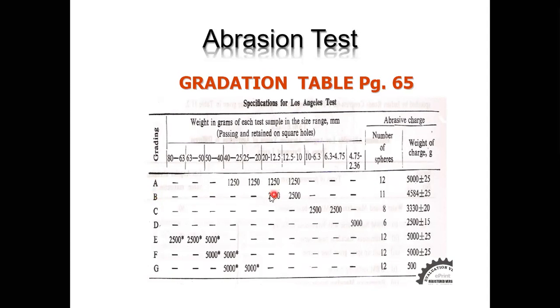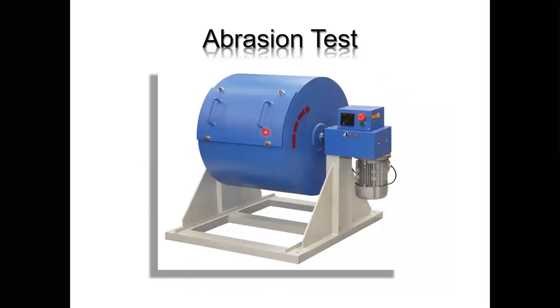It is very much closer to the field condition, the road construction that they do. Like 20 passing 12.5 retaining, in this top layer almost the same size of material is used. So what you have to do is take 2.5 kg of material 20 passing 12.5 retaining, and 2.5 kg of 12.5 passing 10, so 5 kg of material plus 11 abrasive charges to pour inside.